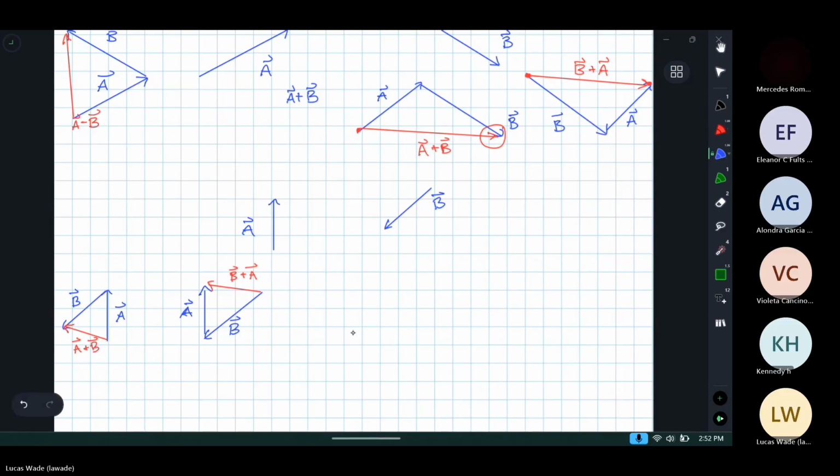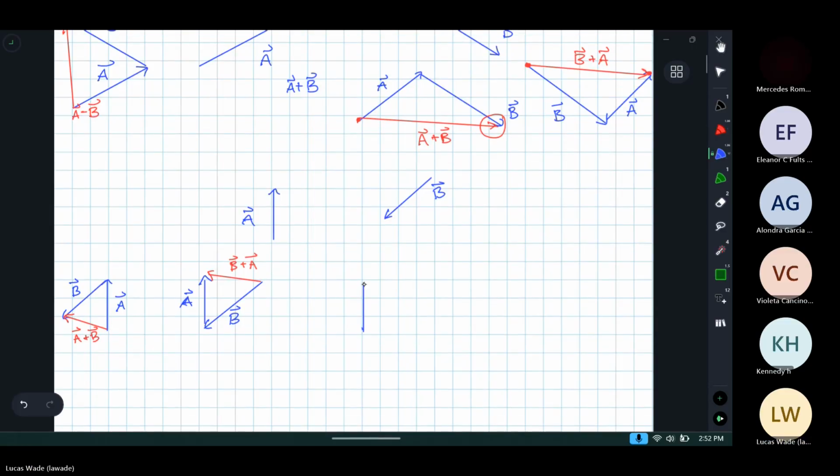A minus B. I walk along A, then I walk along the flipped over version of B. So it's same size vector, but opposite direction. That's negative B. A minus B is the shortcut I could have taken. And finally, B minus A. I walk along B, then along the flipped over version of A. So negative A. B minus A is the shortcut.